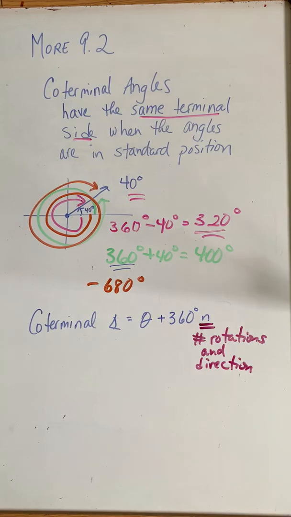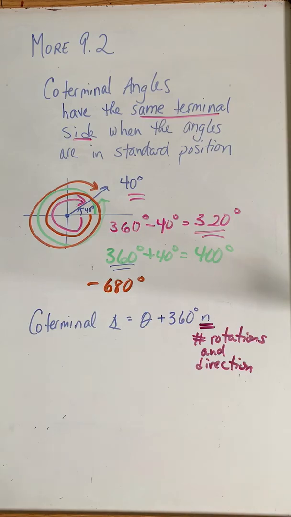A lot of times you'll be asked for one positive, one negative coterminal angle. And you can give whichever one you want. You can add 360 times, you could make n 100 if you really wanted to, or you can make n negative 22. It makes no difference. So there's an infinite number of possibilities. You could all have different answers, and that doesn't necessarily mean that they're wrong, okay?